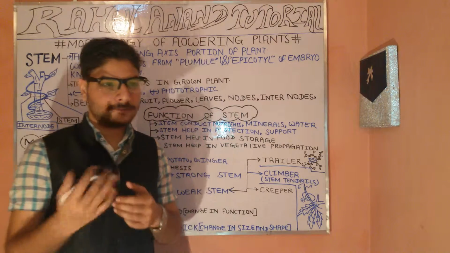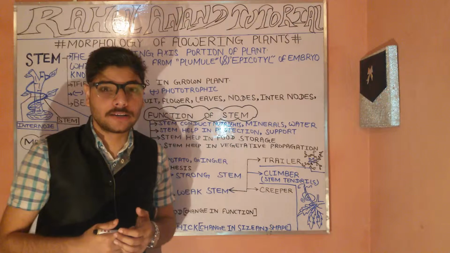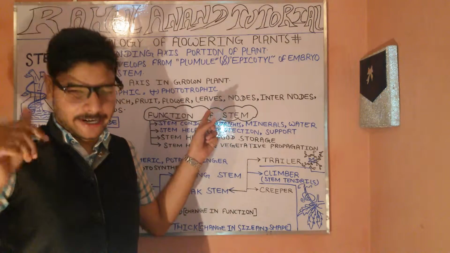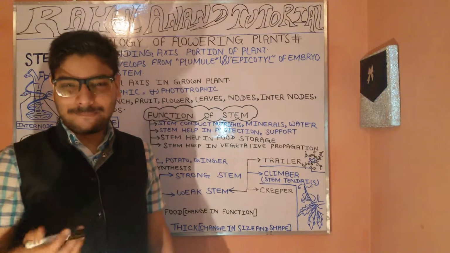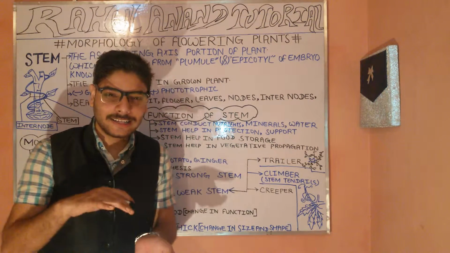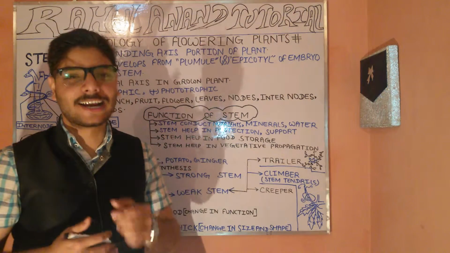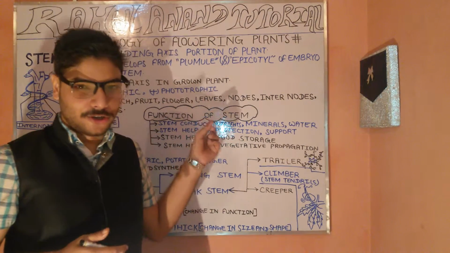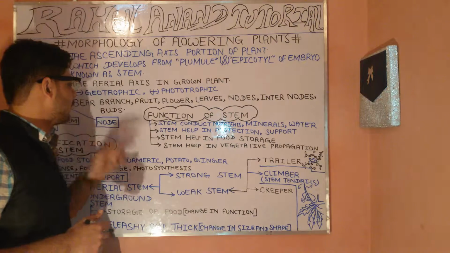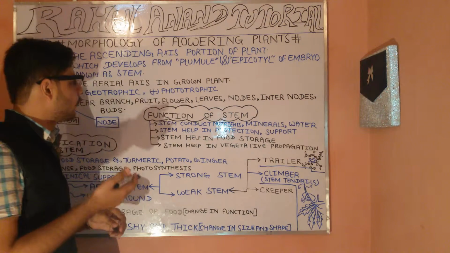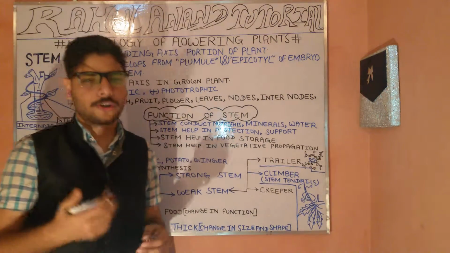Now, these are often known as negatively geotropic. Why is it so? This is because the stem is not in the earth axis, or rather not present in the earth axis. Thus these are known as negatively geotropic. So you would often find here on the board: positively phototropic, negatively geotropic.